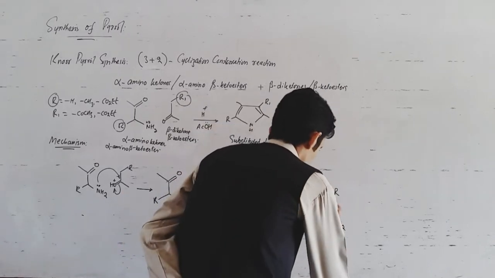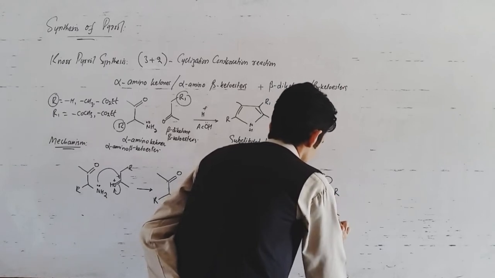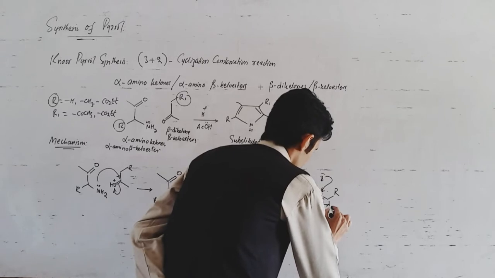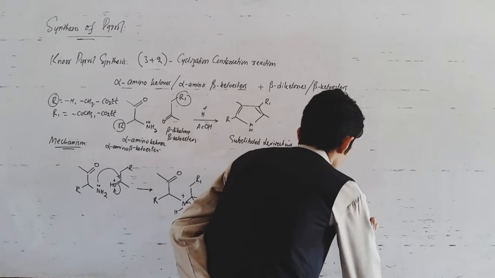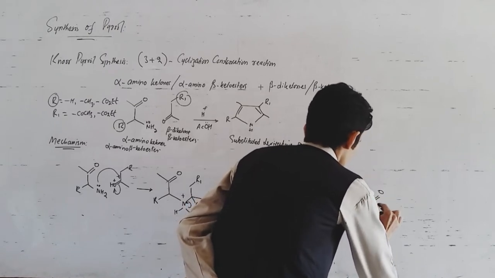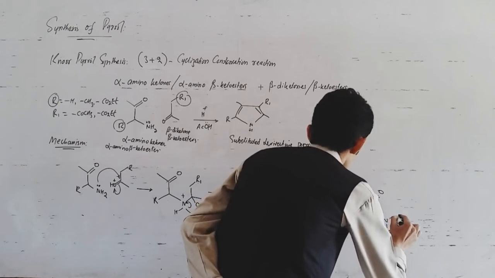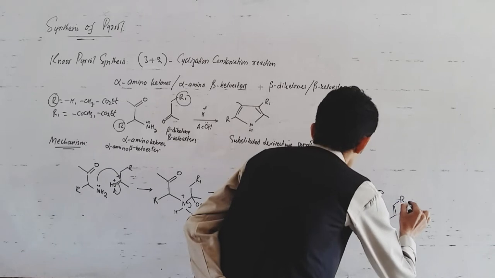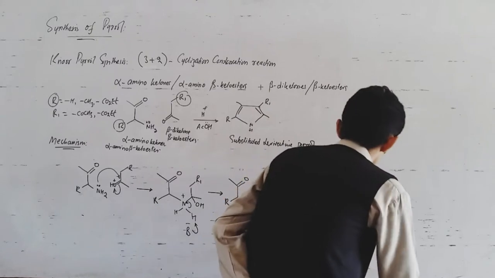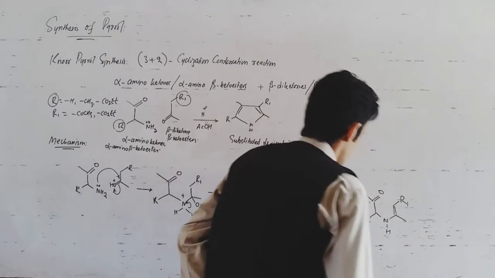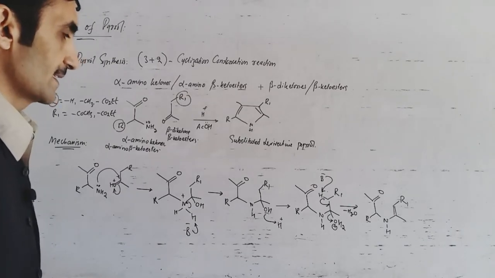Now the base will abstract this proton and the sigma electrons will shift toward this bond and will expel the water molecule. Water molecule will be expelled and we will get H, double bond, R. This is R1, this is R1. We should write it for clarity, and here we have a methyl group. So this is an important structure which involves cyclization in the next step.